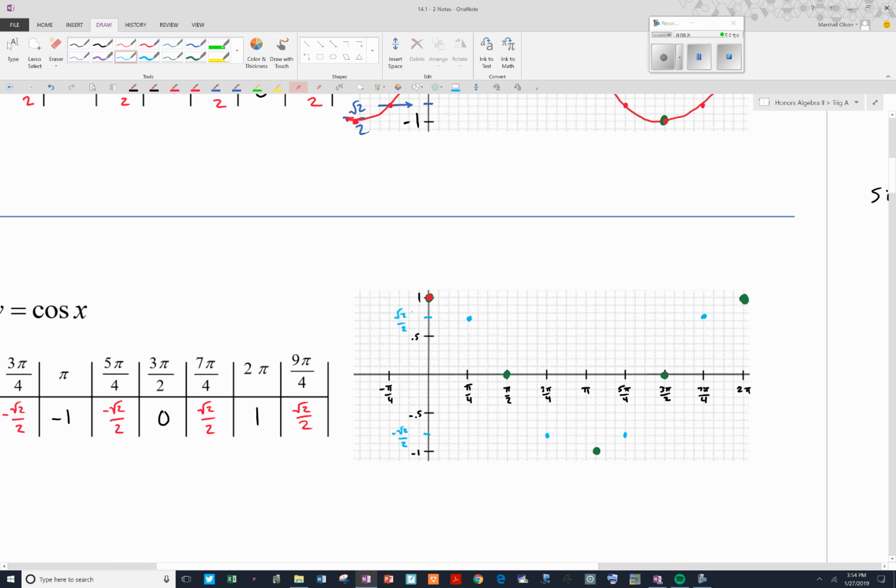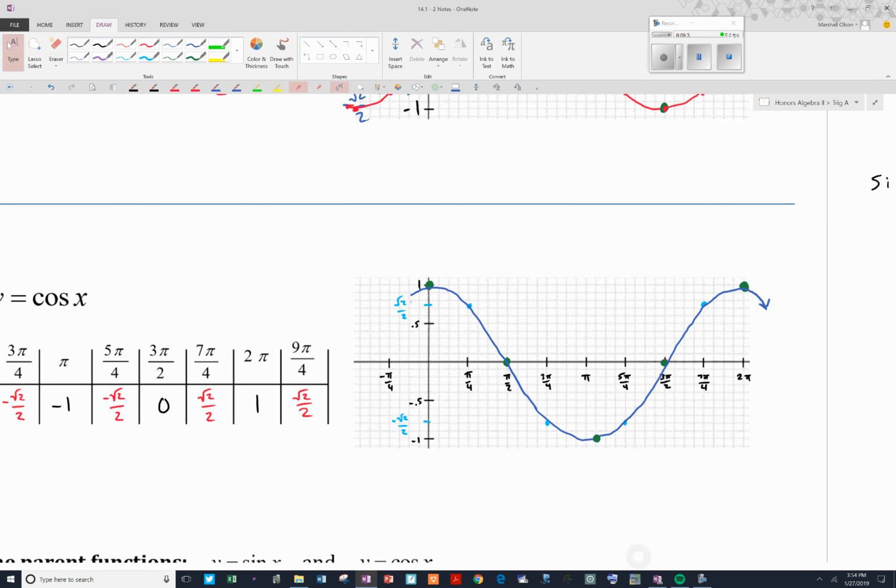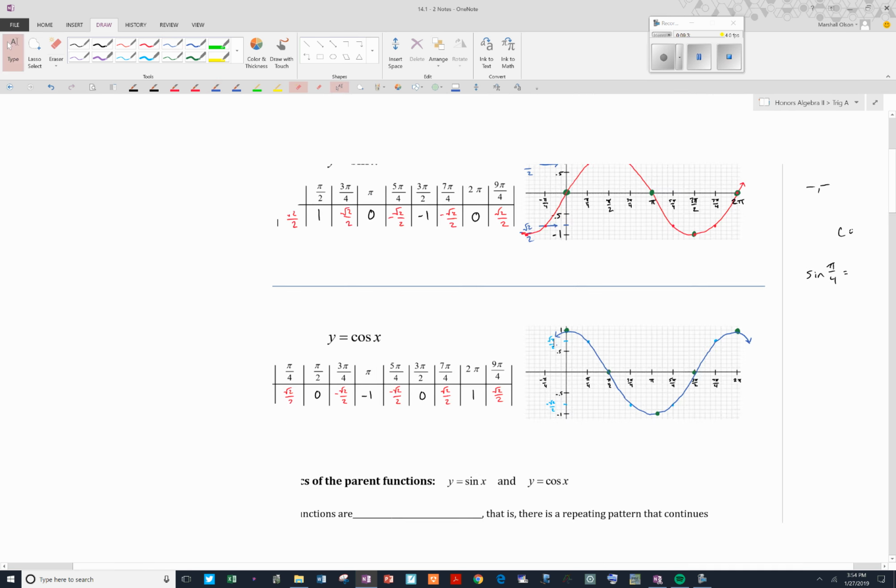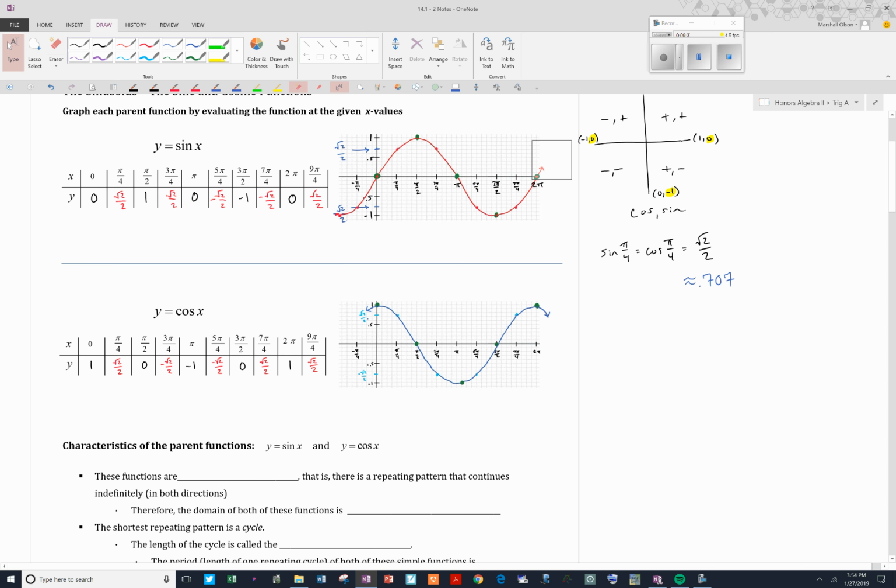All right, so we're ready to draw one cycle of this cosine function here. So I'm going to go through that maximum and the x-intercepts and the square root of 2 over 2 points until I hit that maximum there. All right, so these graphs should look pretty similar.